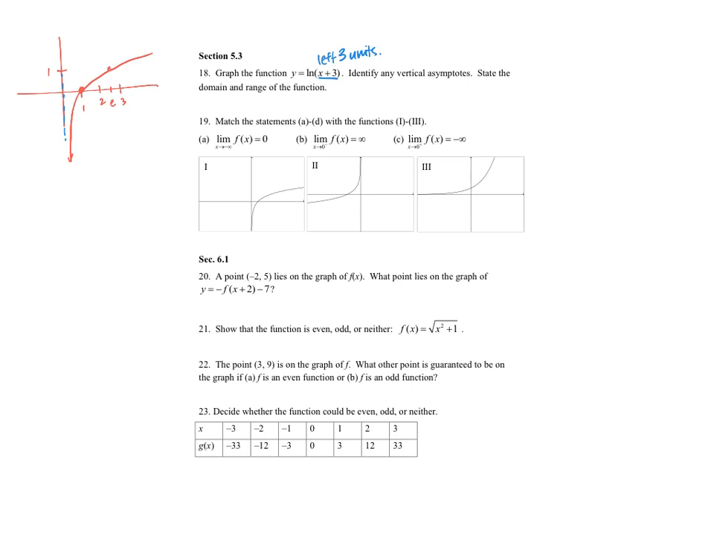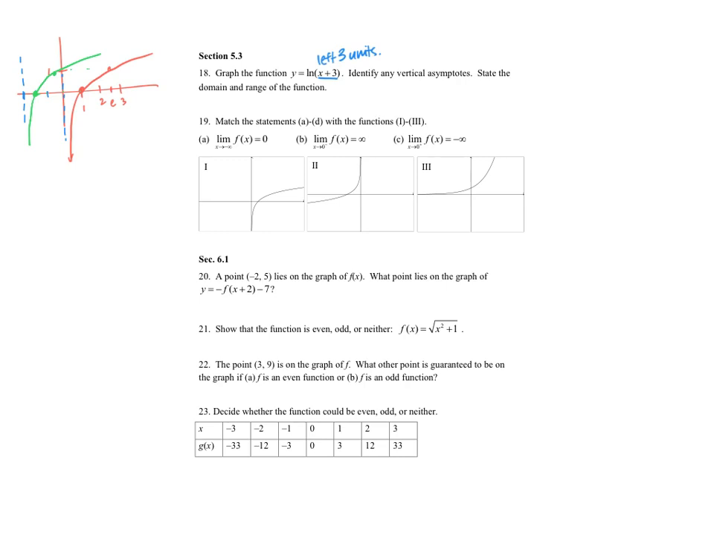So if I shift that asymptote left 3 units, 1, 2, 3, my asymptote is now at x equals -3, and my graph is going through this point, which shifts left 3 units, 1, 2, 3. And this is also going to shift left 3 units, 1, 2, 3. And so my new graph is going to look like that.